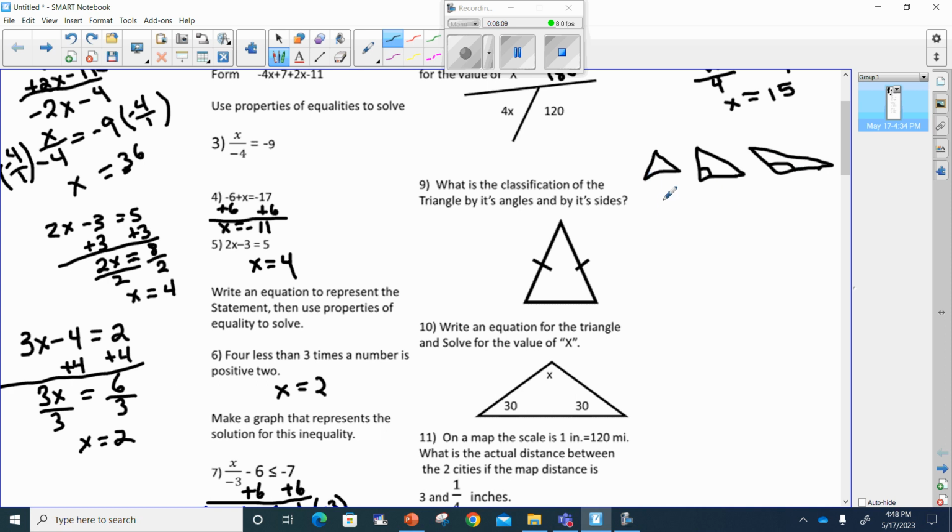When it comes to sides, there is the equilateral triangle, which means all my side lengths are the same. There is the isosceles triangle, which means 2 of my sides are the same. And then there's the scalene, which means none of my sides are the same. So when it comes to this one, I would classify this as an acute isosceles.